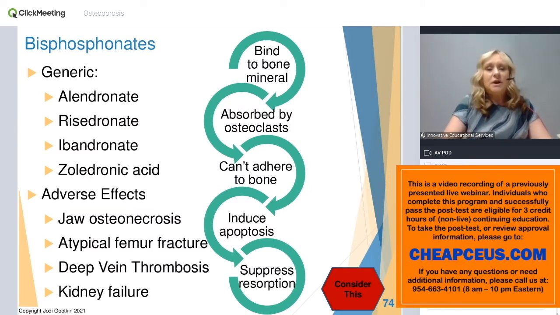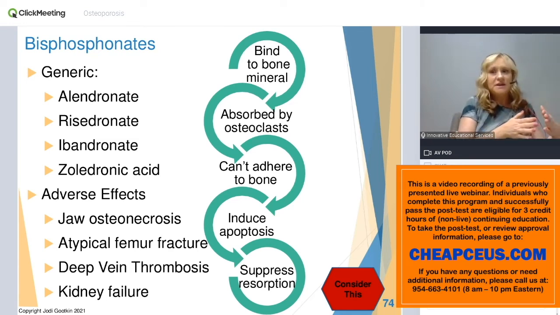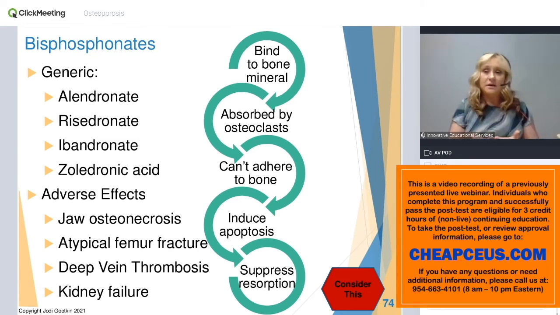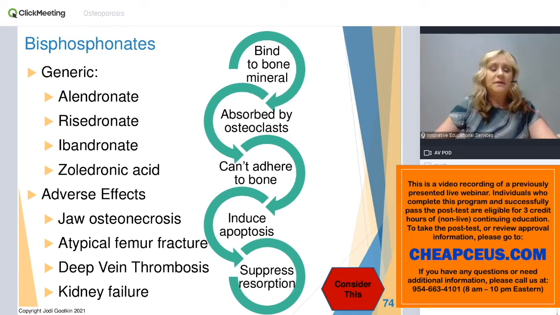When a patient's on medications, we need to understand the mechanism of action of the medication, what it should be accomplishing, and then we also need to recognize the potential adverse events so that we can recognize them early if they're present, make the appropriate referrals, and see if there's anything to do to help minimize their development. Our first anti-reabsorptive agent and the most common is the bisphosphonates.